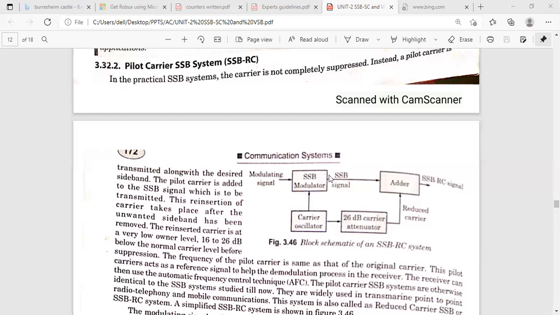So here, what are the blocks included? We need a modulator to do the modulation. For this modulator, what are the inputs? The message signal is an input and the carrier signal is an input, so that we will get the SSB SC signal at the output. After that, we are reinserting the carrier to the modulated signal. After the modulation, we are reinserting the carrier.